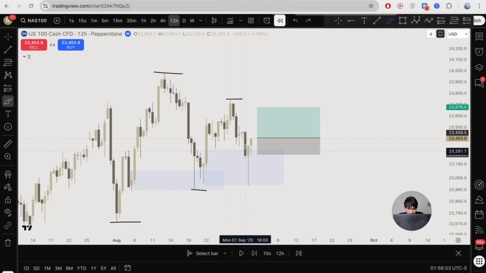We have this sharp rejection. We have this 3rd candle. We're in the formation of structure. So this is as good as a trade as it gets. Okay, that's the 1st candle there.